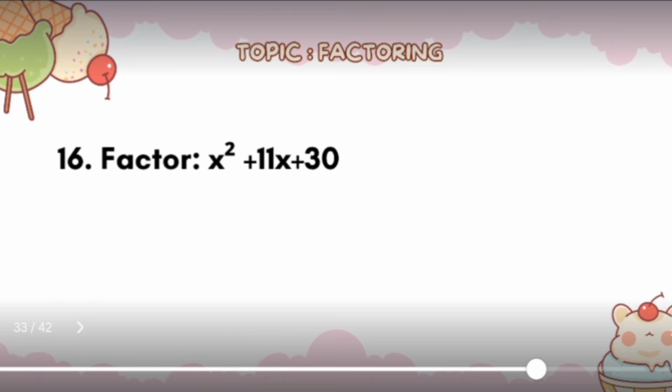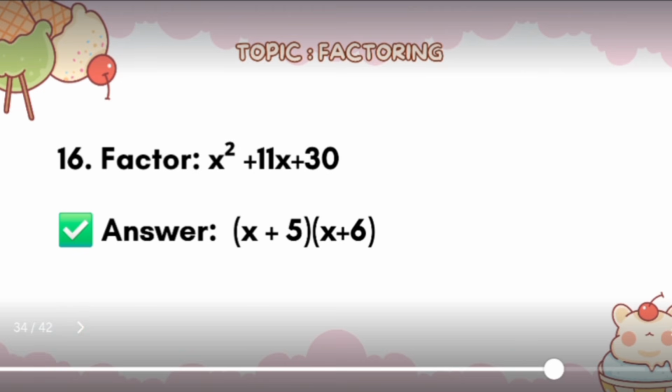Number 16. Factor x squared plus 11x plus 30. So this is factoring a quadratic trinomial. So we need to check first our last term, the 30. What are the two numbers that will give you a product of 30? But you need to make sure that these numbers will have a sum of 11. And the answer there is 5 and 6. So 5 times 6 is 30, and 5 plus 6 is 11. So we write that in a factored form.